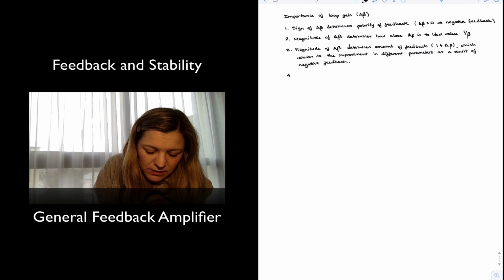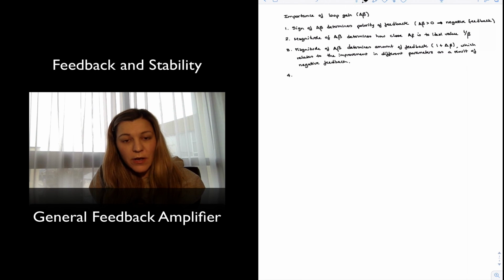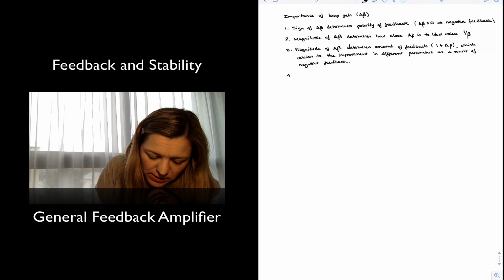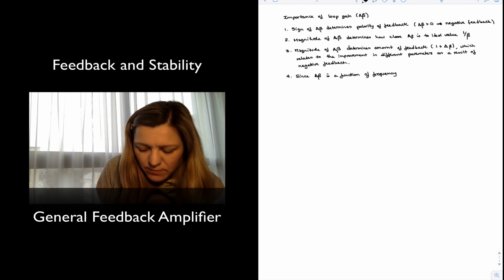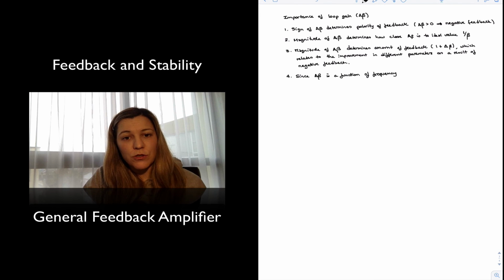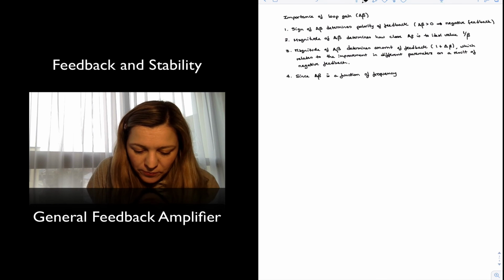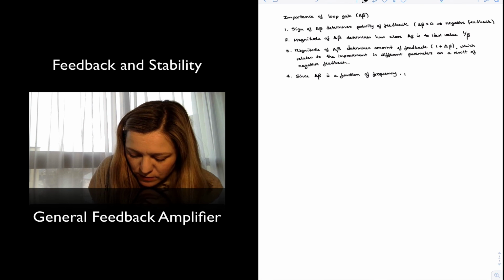And then finally, we have mentioned that A times beta, its polarity determines the polarity of the feedback. But as we go through the loop, A times beta is going to be a function of frequency. And so as the loop gain is a function of frequency, what's going to happen is that phase shifts are going to cause negative feedback to, on some occasions, become positive feedback.